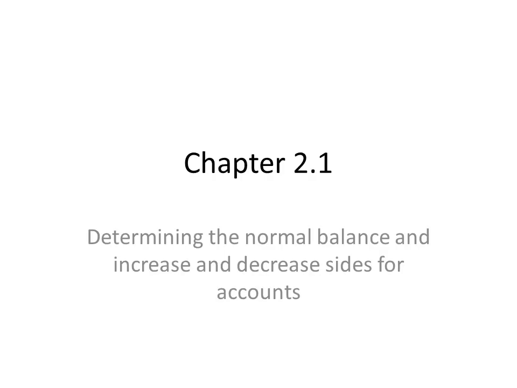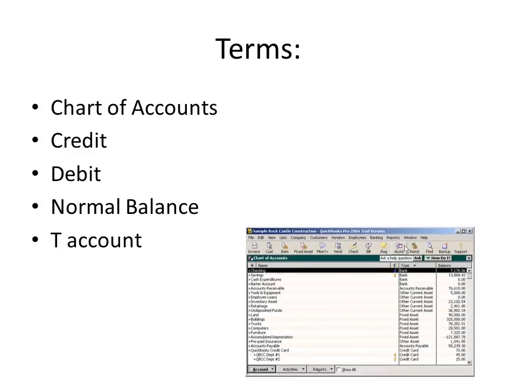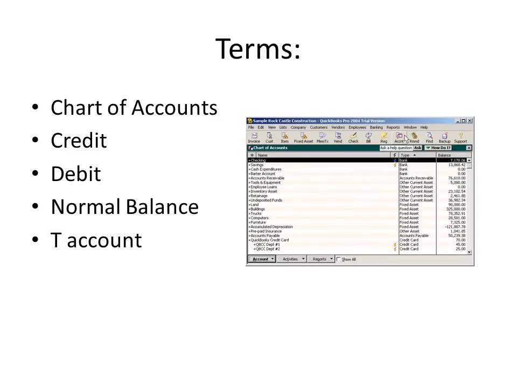Chapter 2.1, Determining the Normal Balance and Increase and Decrease Sides for Accounts. A couple terms before we get going. First of all, our chart of accounts. That's a list of accounts used by a business.